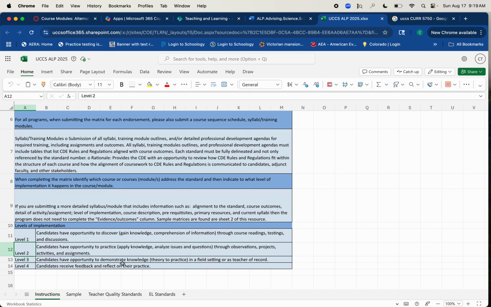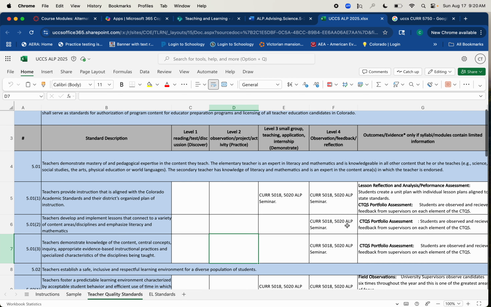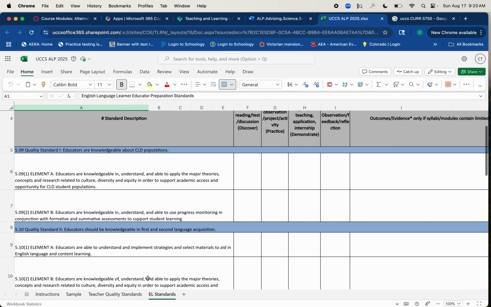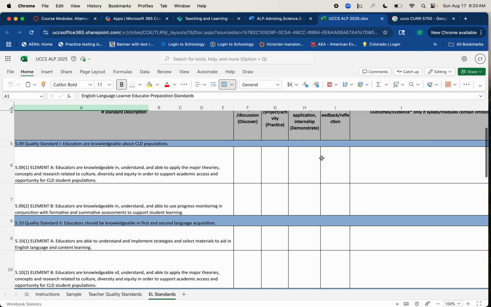Level 3, candidates have the opportunity to demonstrate knowledge in a field setting or as a teacher of record. Well, they're out in the field as teacher of record in 5018 and 5020, so we've got level 3 covered there. And level 4, candidates receive feedback and reflect on their practice. Of course, that's part of the mentoring relationship in 5018 and 5020 as well. So we pretty well can cover the bases there. We don't have to fill in every box. We just have to have addressed all of the 17 elements and all of the EL standards. The EL standards will probably be more sparse; it's more difficult to fill in every box there.